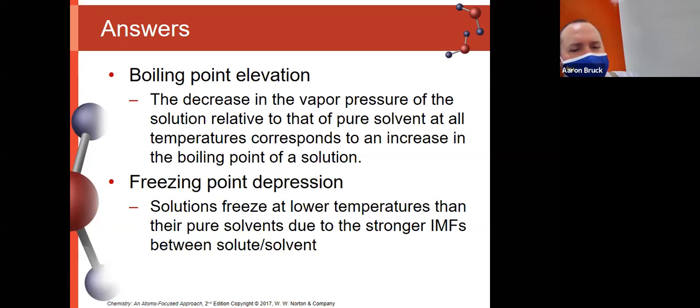We can attribute both of these to increases in intermolecular force. For boiling point elevation, we already talked about this. The increase in intermolecular forces drops the vapor pressure, which in turn raises the boiling temperature as well. With freezing point, because we've got those stronger intermolecular forces between the solute and the solvent, they are going to stay in the liquid phase longer. We call these two phenomena the boiling point elevation on the boiling side and the freezing point depression on the melting side.